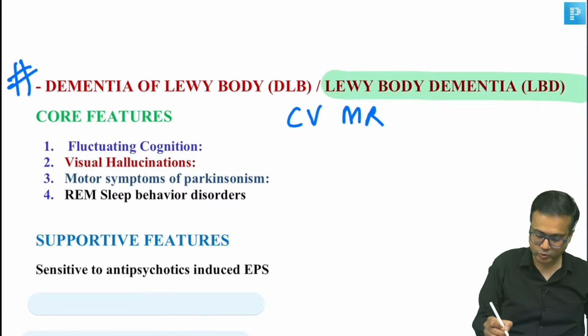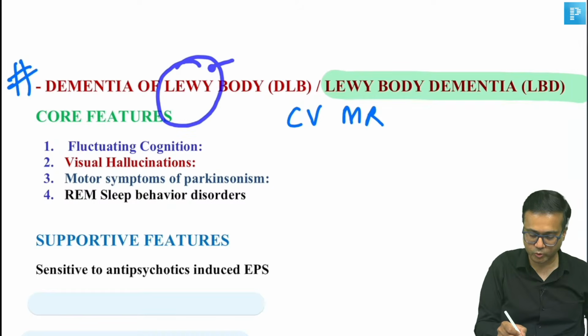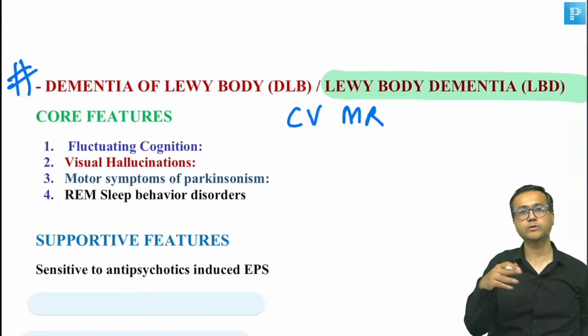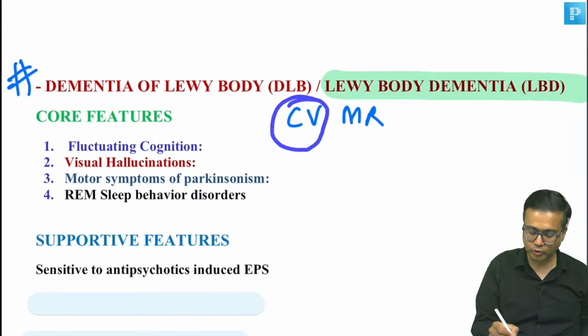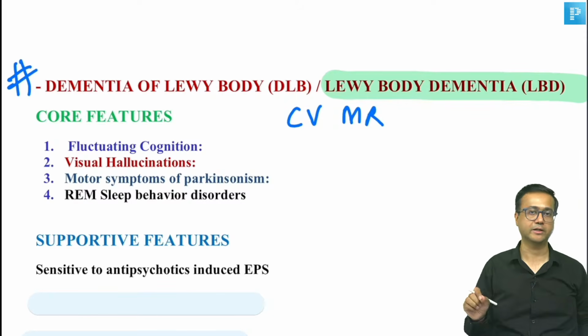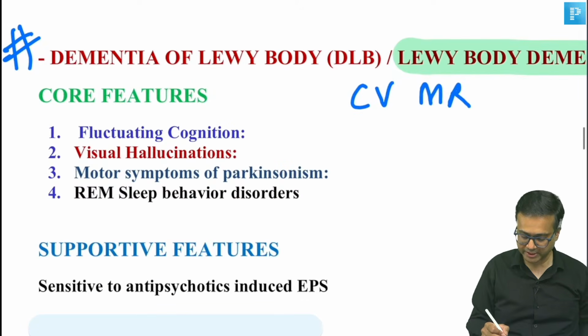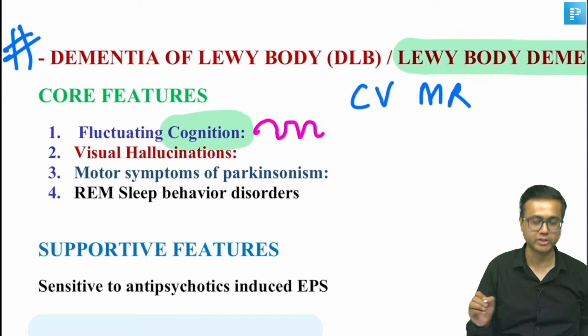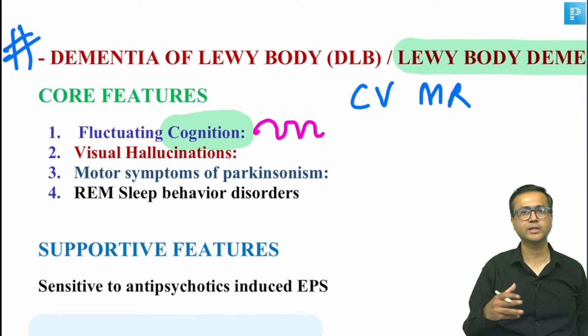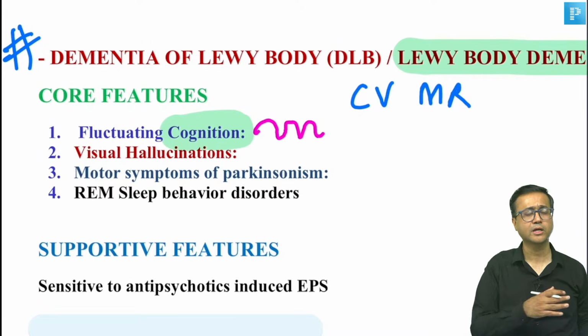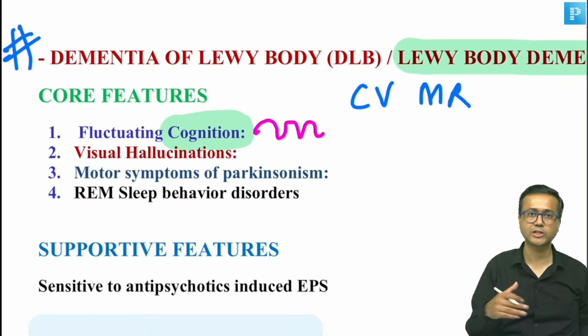So let us say there is a person, Mr. Louis, he goes for an interview and the interviewer asks Mr. Louis, show your CV. So CVMR. So what is C? First, there is fluctuating cognition. So there is cognitive impairment and that is also fluctuating. There is alteration in attention, there is alteration in alertness. So there is fluctuating cognition.